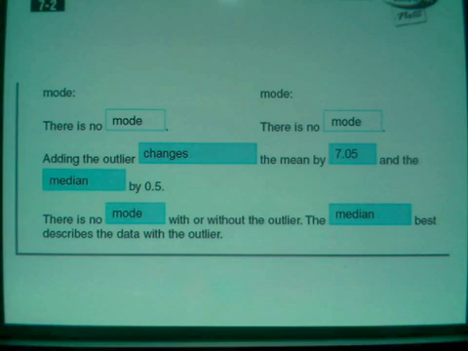So what happened? Adding the outlier changed the mean by 7.05, quite a bit, and the median by 1/2, and the mode did not change. Now, the other question they asked is which number best describes the data with the outlier? In this case, it would be the median. The median is best centered around most of the numbers in this case.